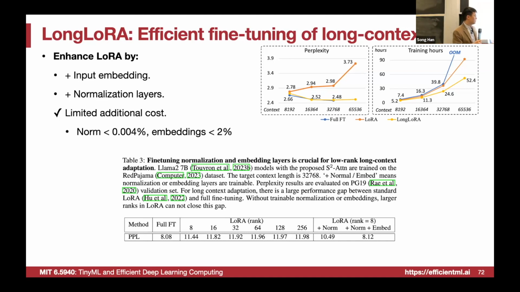And this is showing LoRA fine-tuning with different ranks. Actually, these are all worse compared with the full fine-tuning. And how do we make it match the accuracy of full fine-tuning? That's the enhanced LoRA. If we only allow fine-tuning the normalization, it's not going to recover the perplexity. But fine-tuning both the normalization and embedding layers pretty much closes the perplexity gap compared with full fine-tuning. So naive LoRA doesn't quite work for long context, but this enhanced LoRA makes it work.